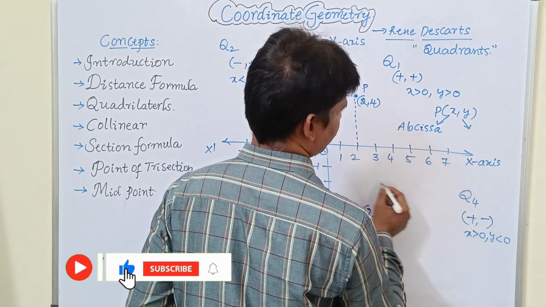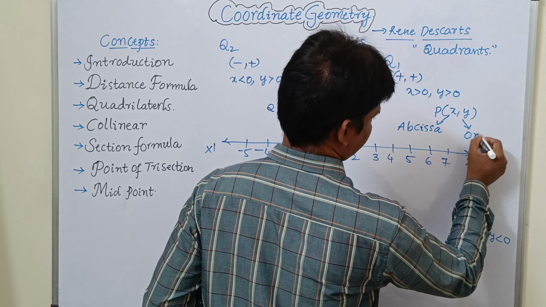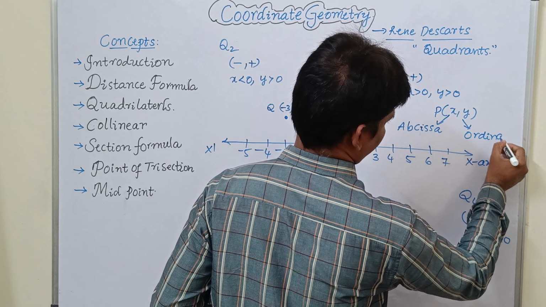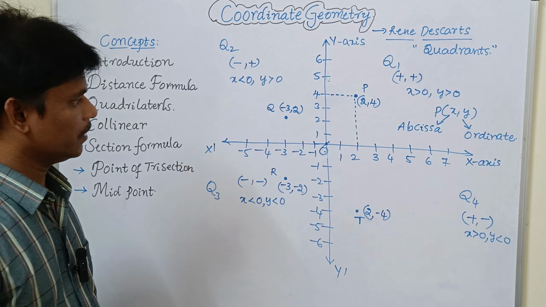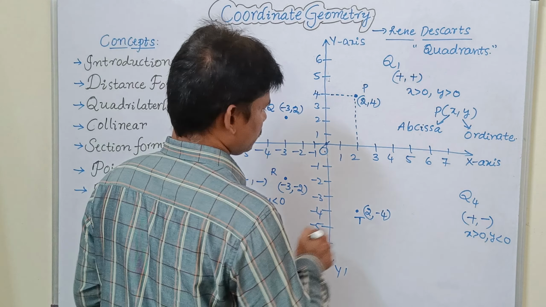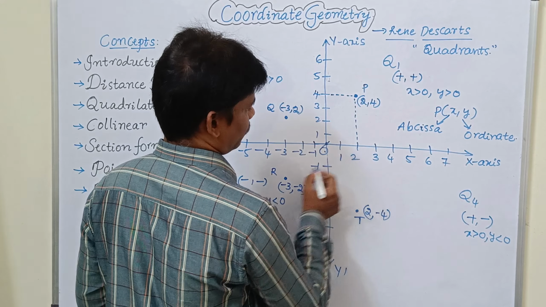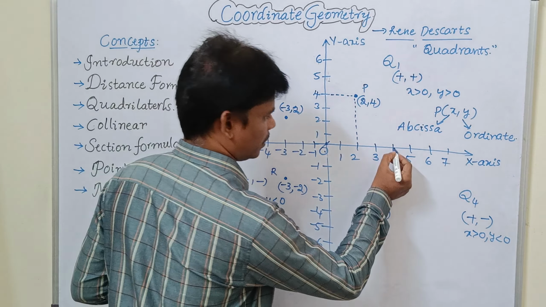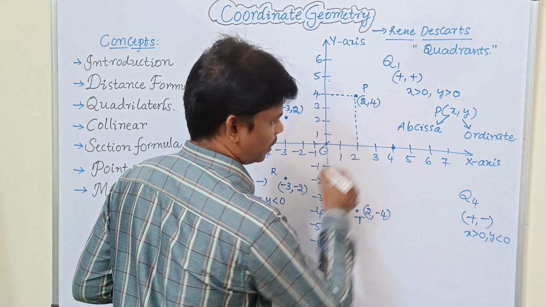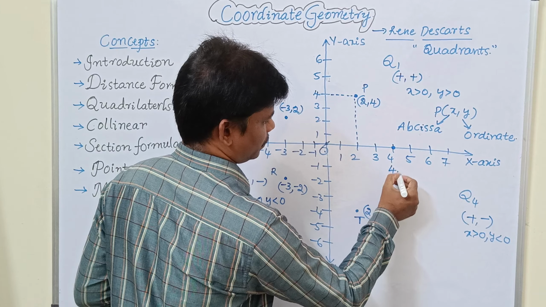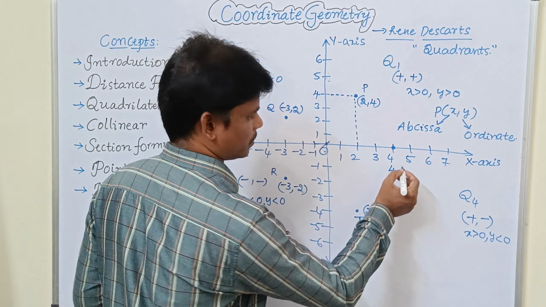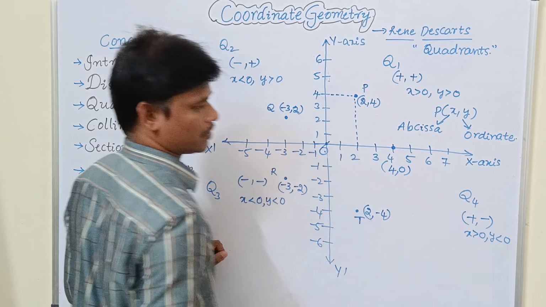Abscissa. And the y coordinate is called by another name, the ordinate. Okay, so this is the distance from the x-axis. Suppose one point is here. How to locate this point? From the x-axis, here is 4 units distance. On the y-axis there is no distance, so the point is (4, 0).